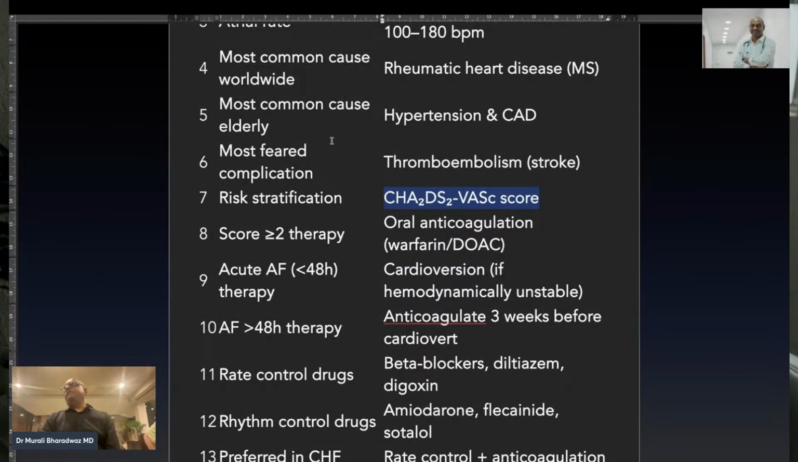So what happens in acute AF? If it is less than 48 hours, you can do cardioversion if he is hemodynamically unstable. More than 48 hours means there is already a clot. If you do cardioversion and revert, anticoagulate him for 3 weeks before cardioversion.